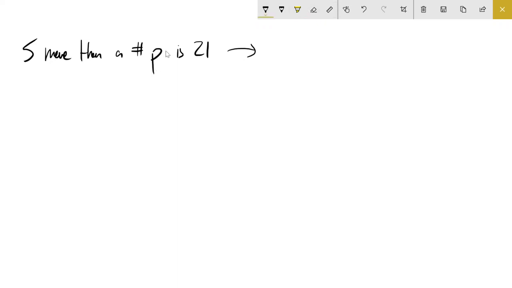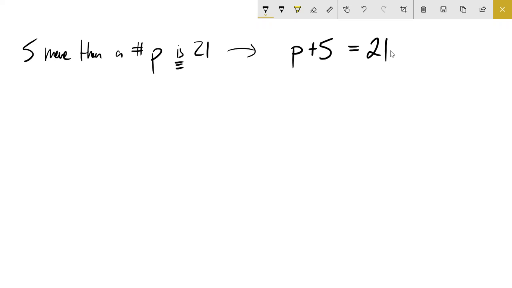All right. So then, how do you turn that into an equation? 5 more. What is that? Addition. 5 more than what? P is, that means, yeah, is 21. Okay. So 5 more than a number is 21.